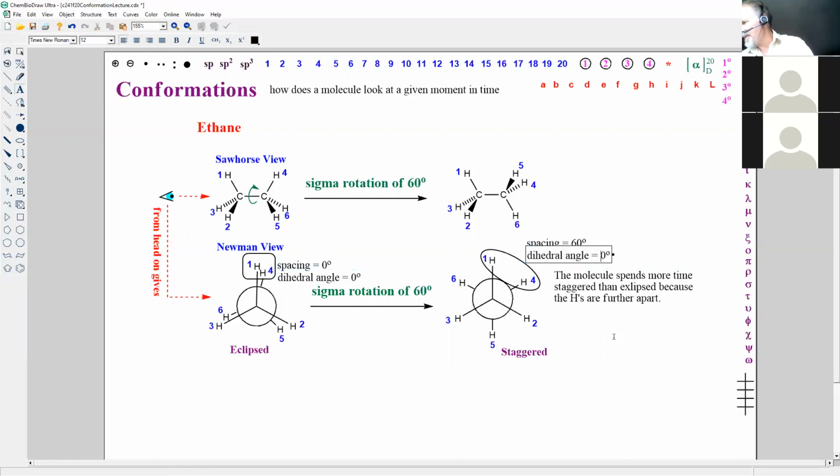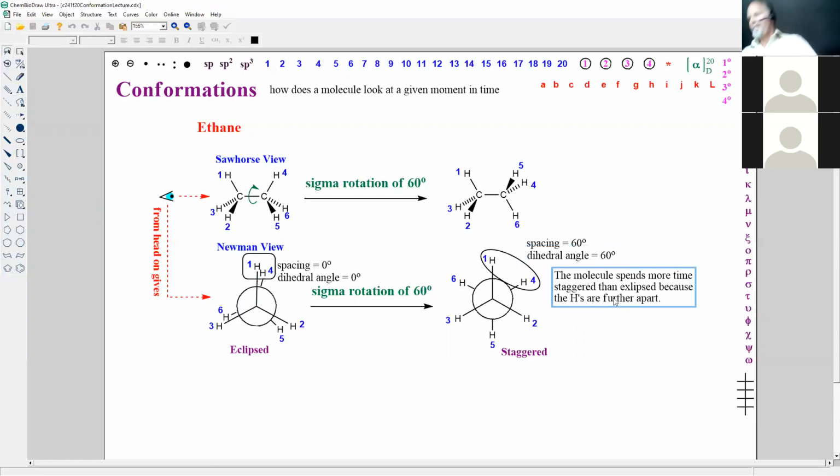Let me explain the word dihedral now. The front carbon is a tetrahedron. The back carbon is a tetrahedron. Dihedral means 2 tetrahedra. I'm comparing a group on the front tetrahedron to its relative orientation to the group on the back carbon, the second tetrahedron. And the angle between those is 0. And in a staggered conformation, it is 60.